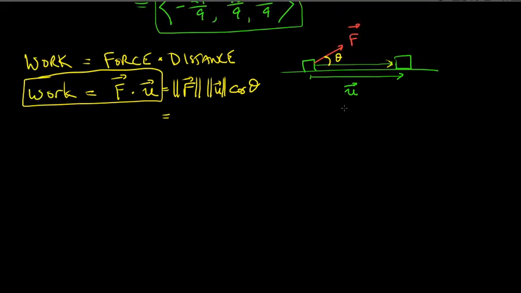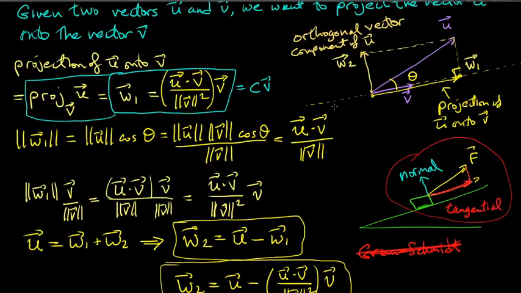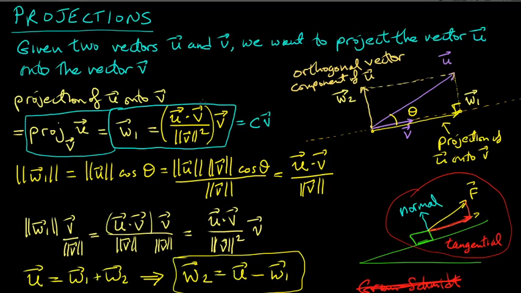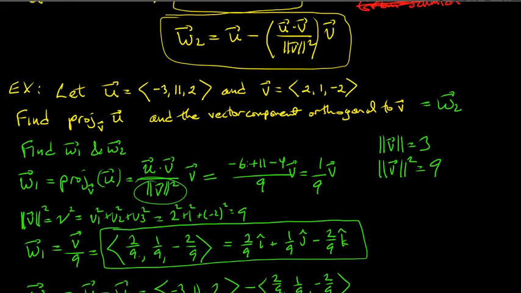Okay, so that should do it for this section. And again, the main thing to remember is that the dot product is a scalar, not a vector. In the next section, we'll talk about the cross product, which will be a vector.